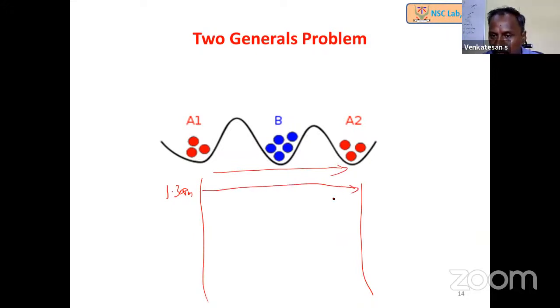Now, a very important thing: if both the units go together, then they can win the battle, otherwise they cannot win the battle. So A1 has to ensure that A2 is also coming for the attack, and A2 should also ensure that A1 is also coming for the attack. Now if we see, A1 sent the message to A2, now can A1 go for the attack or not?